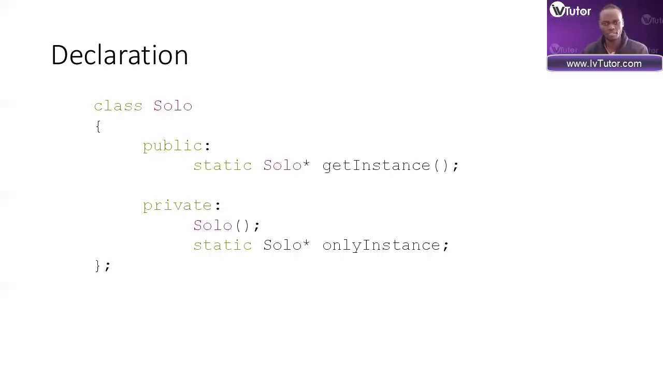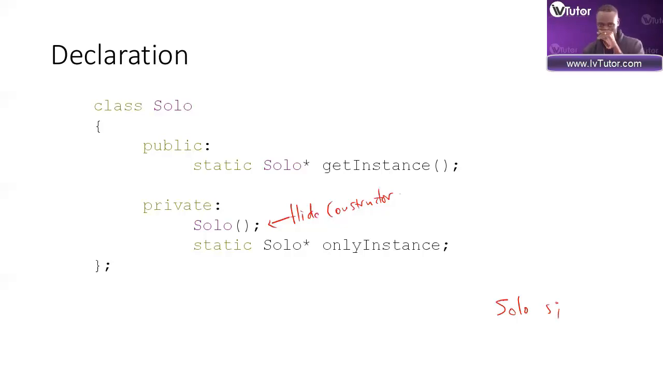So what do you do? Number one, you hide the constructor. In other words, you put the constructor under private, right? Once you have done that, that means no one can make an instance of Solo. It becomes impossible anywhere in your program to do something like Solo s, because this line requires access to the constructor of Solo to make an instance of Solo, but that's now not possible because it's now private.